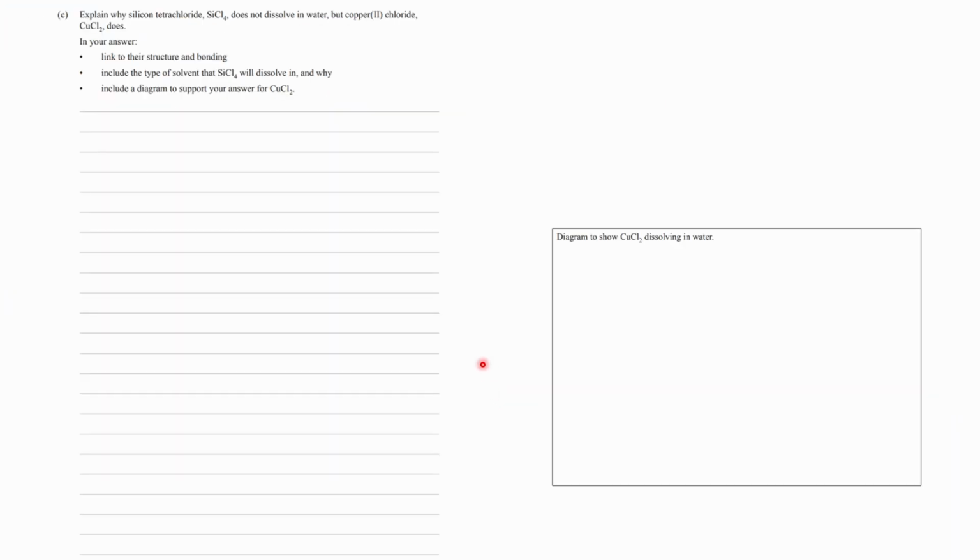Okay, so now we're going to talk about something a bit more tricky, because last time we just talked about the attractive forces and therefore the melting points. But here they want to explain why silicon tetrachloride does not dissolve in water, but copper chloride does. So this is always a more tricky explanation. We need to talk about the structure and bonding, as we did in the previous question, and the type of solvent it will dissolve in and why for silicon chloride, and include a diagram with copper chloride. Well, we should have practiced drawing these diagrams, but let's see how we go.